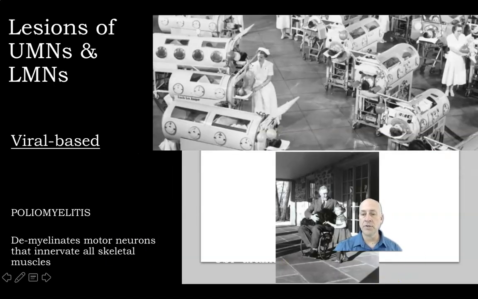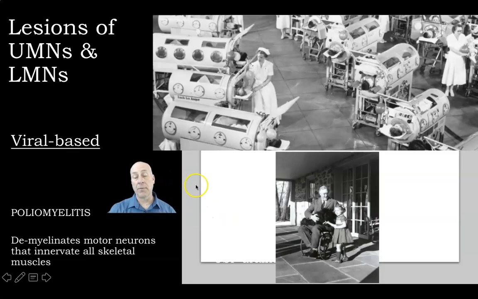All right, motor. Onto the motor side. Lesions of upper motor neurons and lower motor neurons, right? And if you're going to have lesions and you're going to demyelinate all of the lower motor neurons, all of them, leading to your skeletal muscles, you will be talking about polio. And if you're old enough, not me, but if you're in your 80s and this whole COVID thing, it's your second rodeo.